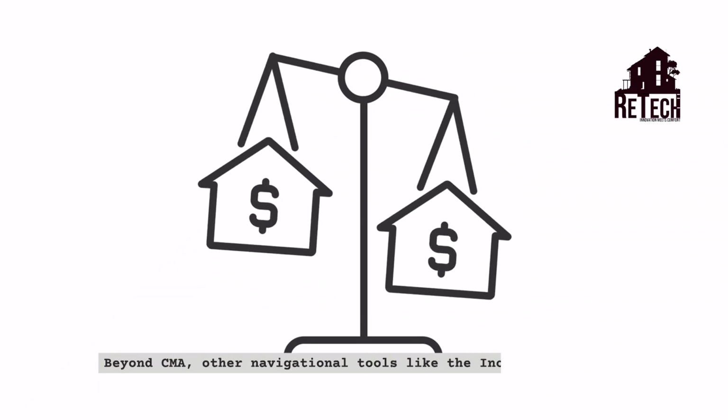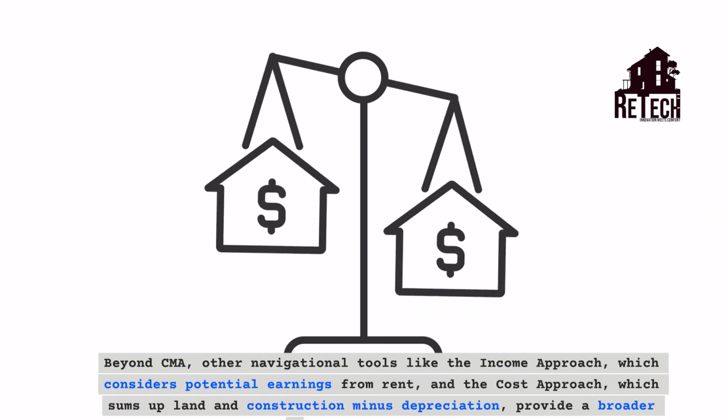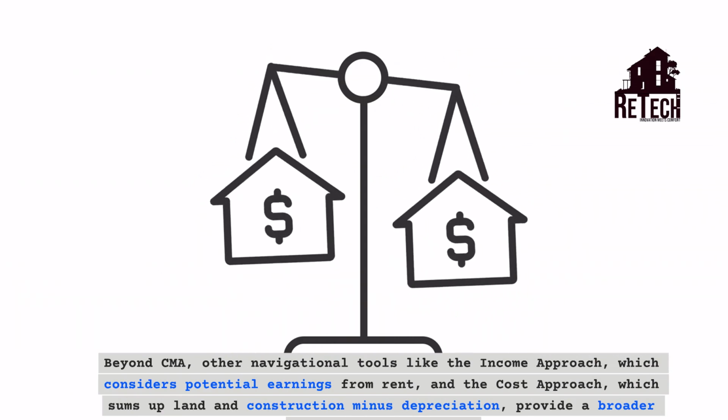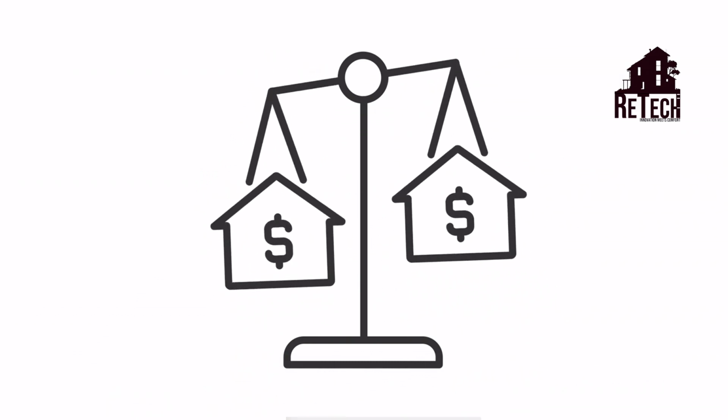Alternative valuation methods. Beyond CMA, other navigational tools like the income approach, which considers potential earnings from rent, and the cost approach, which sums up land and construction minus depreciation, provide a broader valuation perspective.